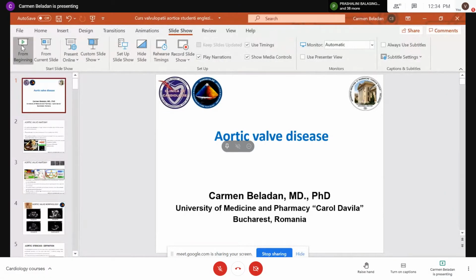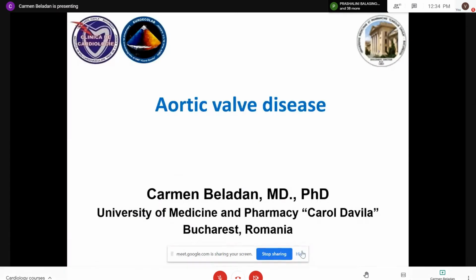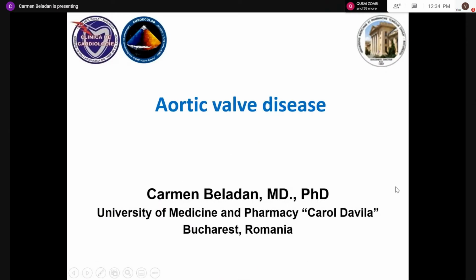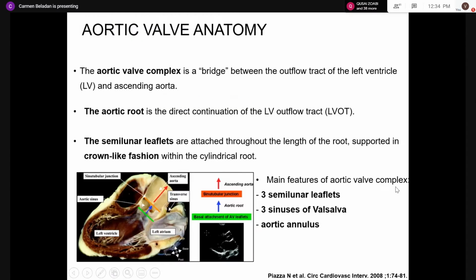Okay. So we will start with the aortic valve stenosis. But before going through the pathology of the aortic valve, let's review some anatomic landmarks. And let's remember that the aortic valve complex, in this image you can see, is a bridge between the outflow tract of the left ventricle and the ascending aorta.